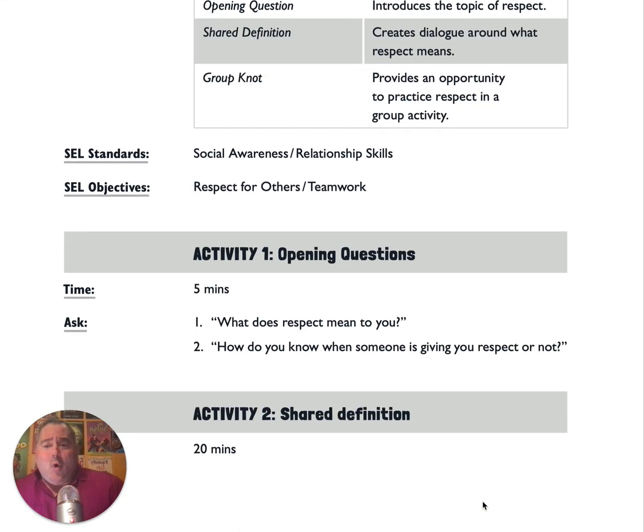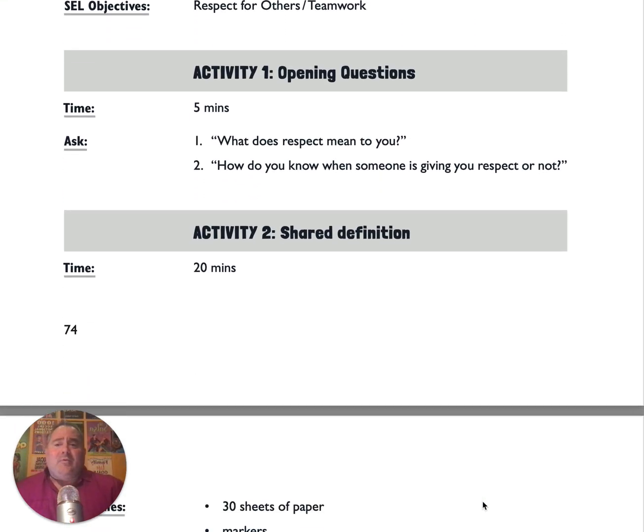So let's do it. Opening question. We got 2 of them. First one says, what does respect mean to you? And actually, you think it might have a quick answer. Sometimes the kids need to think about it. For example, this is one that they definitely know how to answer. How do you know when someone is giving you respect or not? So you can give 2 questions and say answer either one. You can do one go around and then the second go around. Anything that's going to get them thinking about respect.